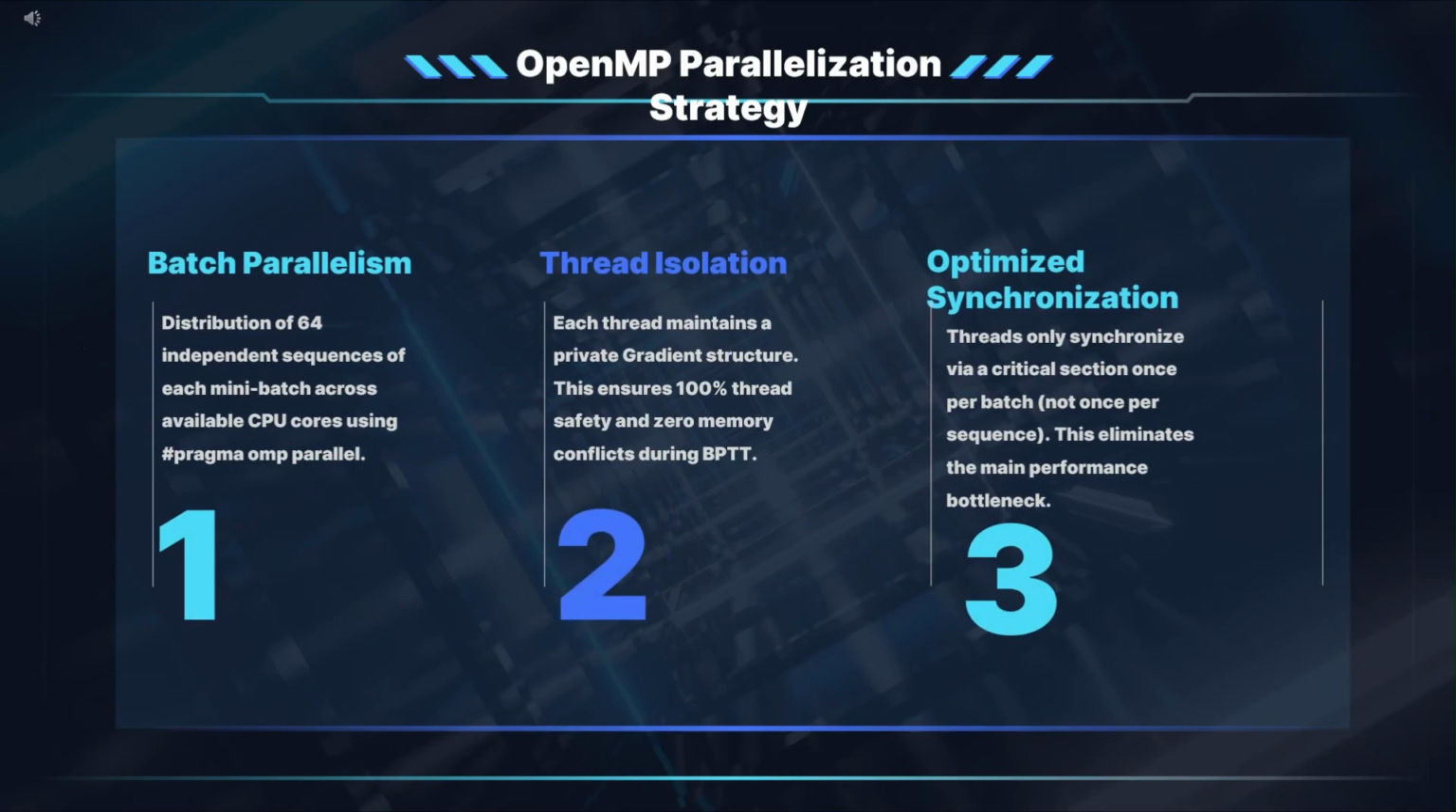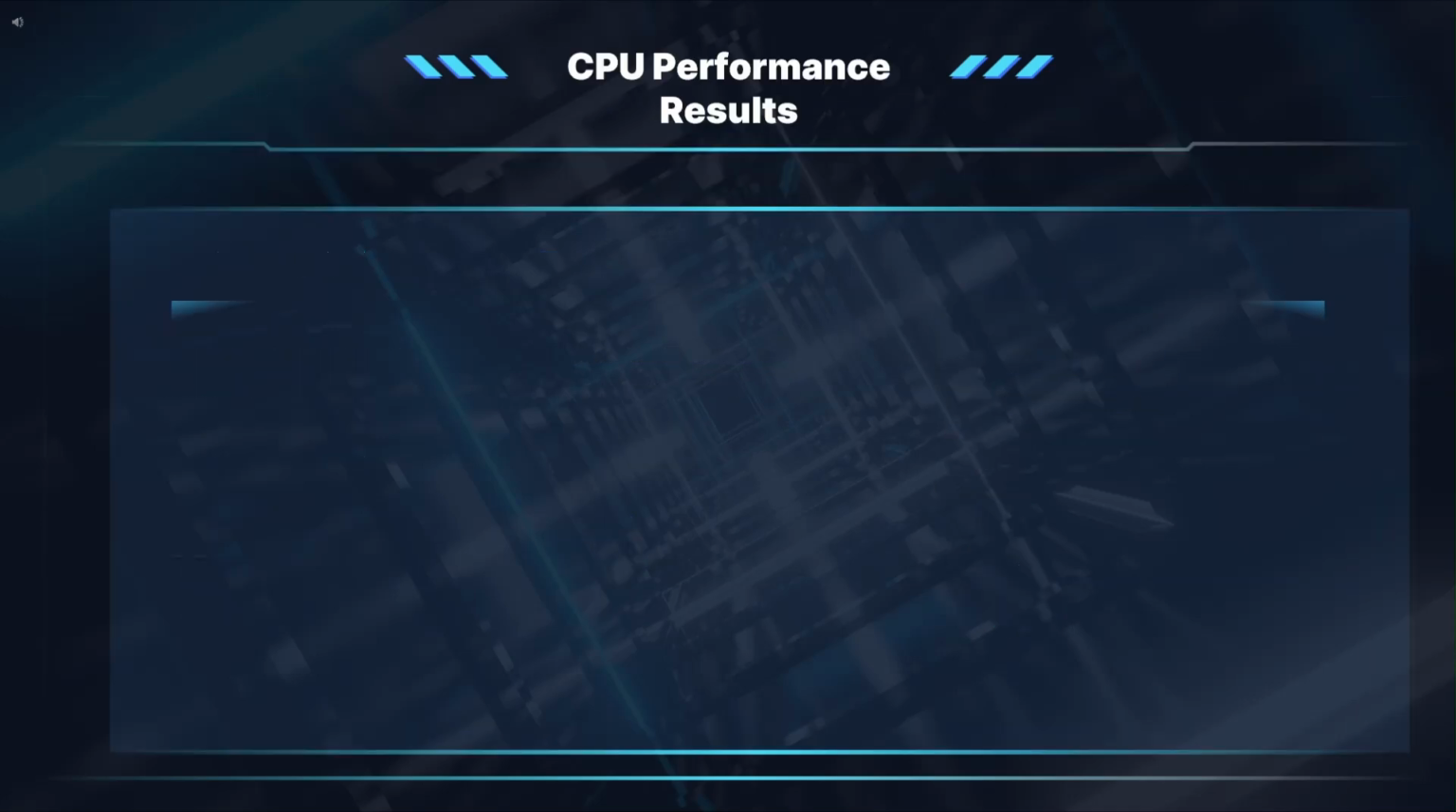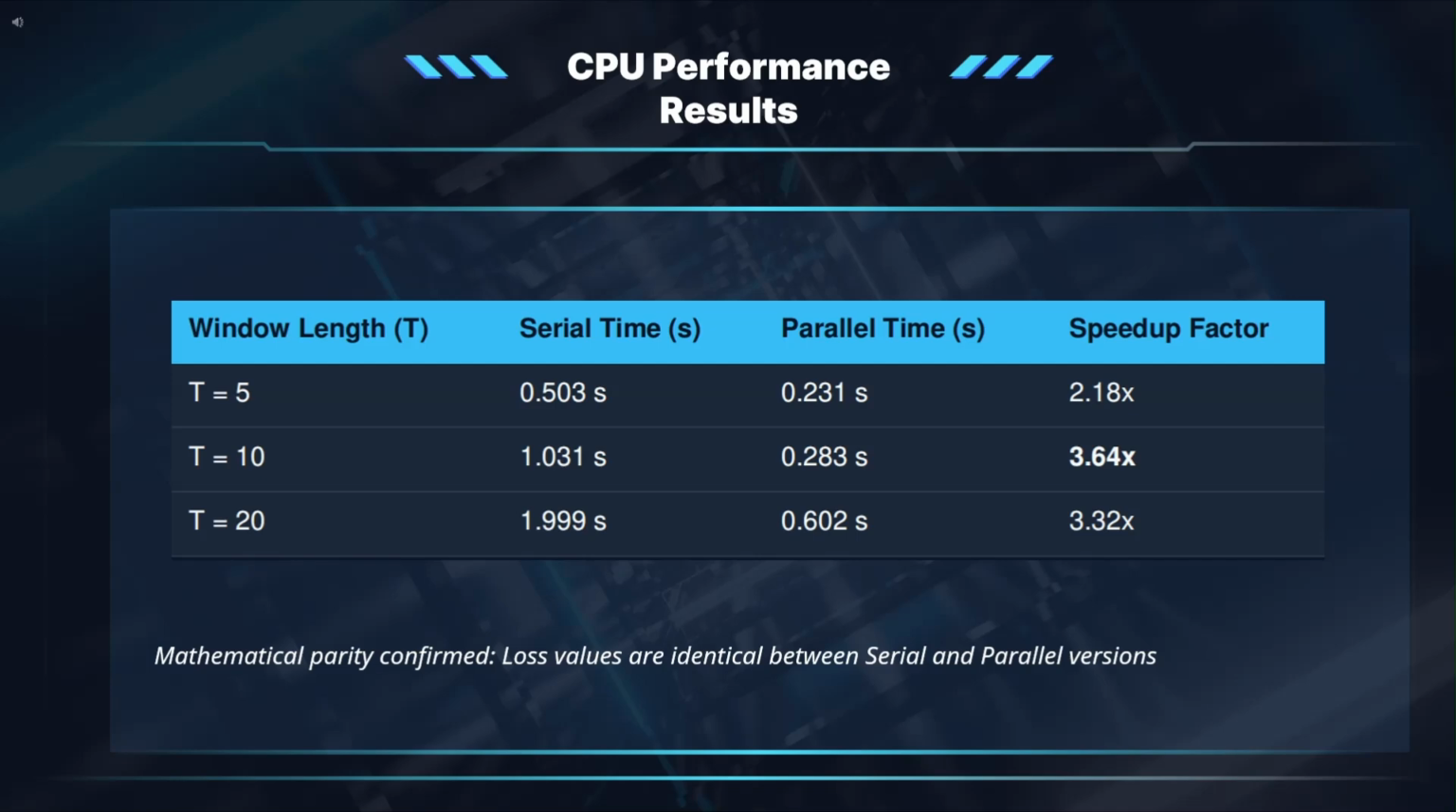To parallelize the training, we used OpenMP to distribute sequences across CPU cores. We used thread-local storage to avoid race conditions and optimized synchronization to remove memory bottlenecks. As shown in our results, we achieved a significant speedup, and we confirmed mathematical parity, meaning the loss values are identical across all versions.